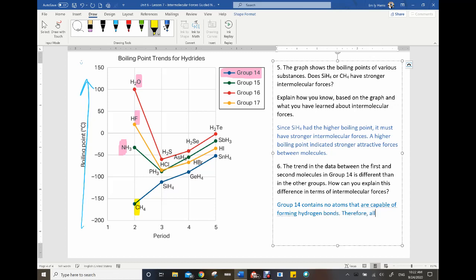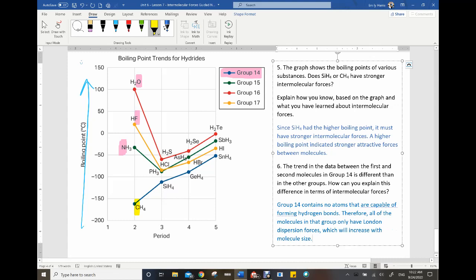Therefore, all of the molecules in that group only have London dispersion forces, which will increase with molecule size. So due to that lack of hydrogen bonding, we see kind of just a steady increase. However, with the hydrogen bonding, that's a much stronger force and a much higher boiling point.